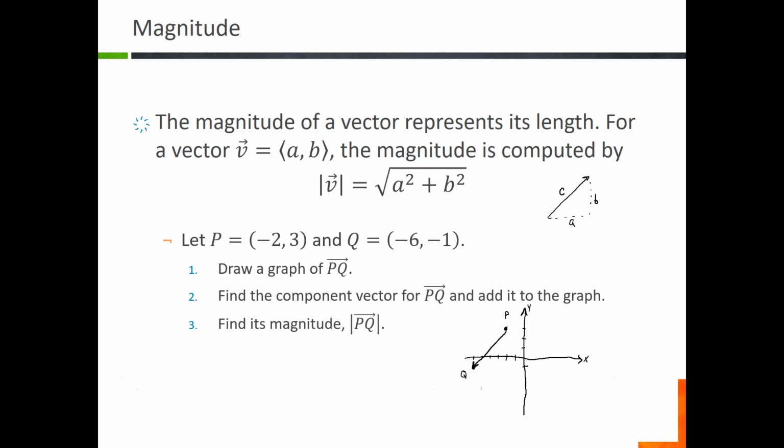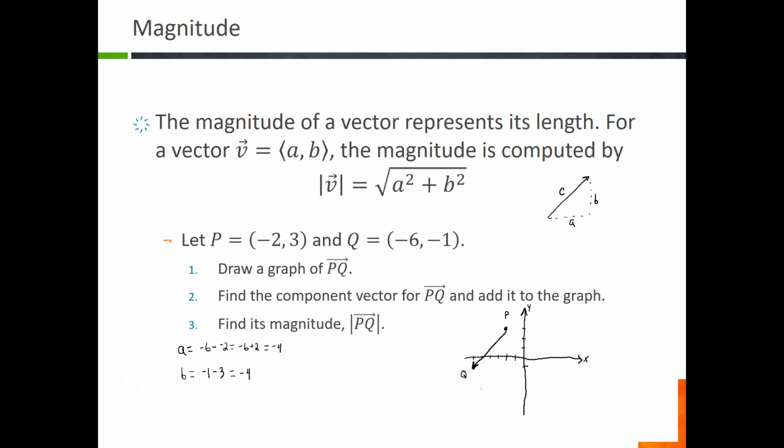So again, to do that, the horizontal component is the difference in the X coordinates, and you're always going to do the terminal values minus the initial values. So Q is our terminal point. So A is going to be -6 minus -2, which is -6 plus 2, or -4. So that means the vector is pointing 4 units to the left. And then we could also do B. That's going to be our Y value. So we're going to do -1 minus 3, which actually also turns out to be -4.